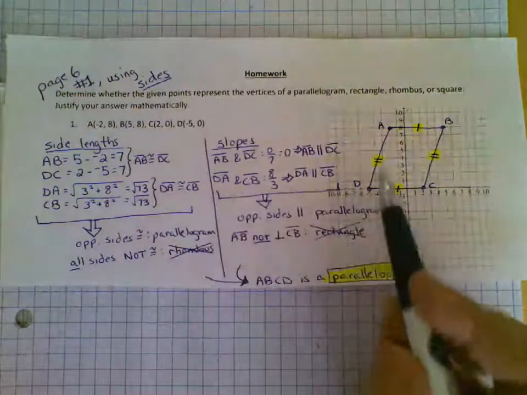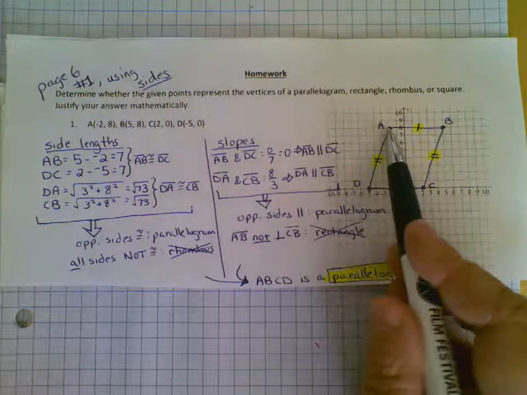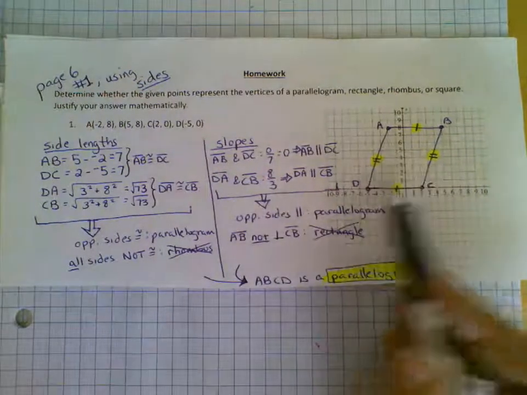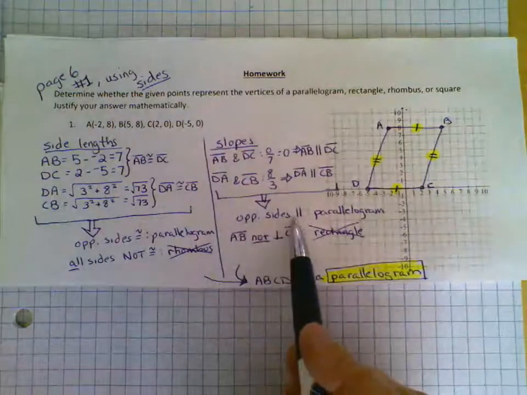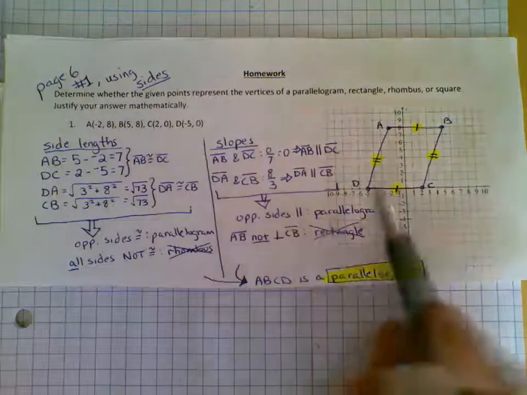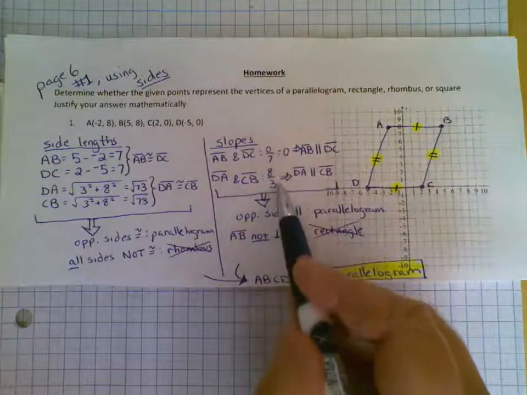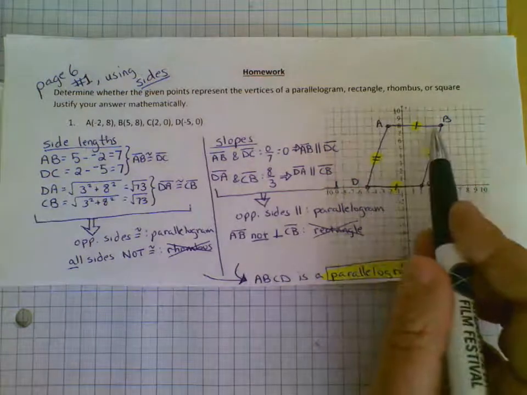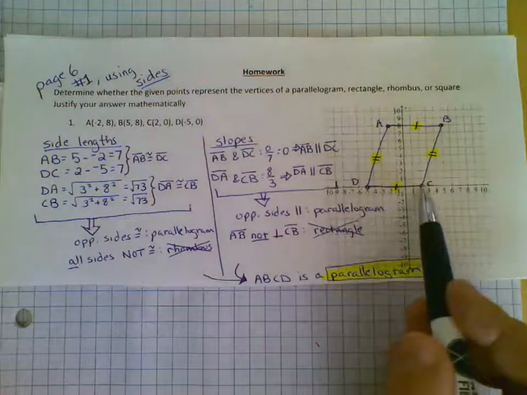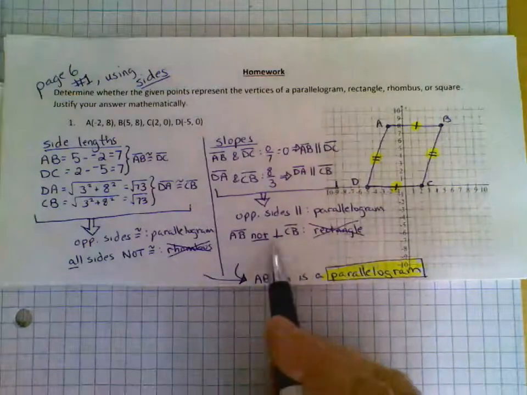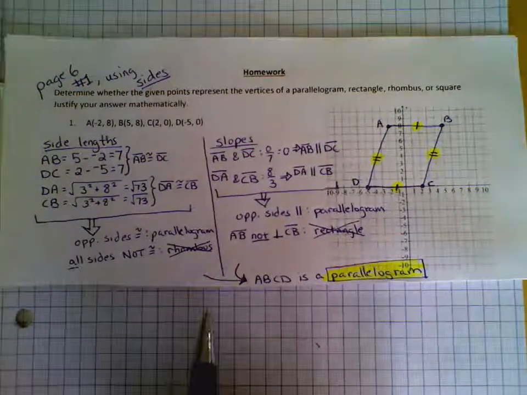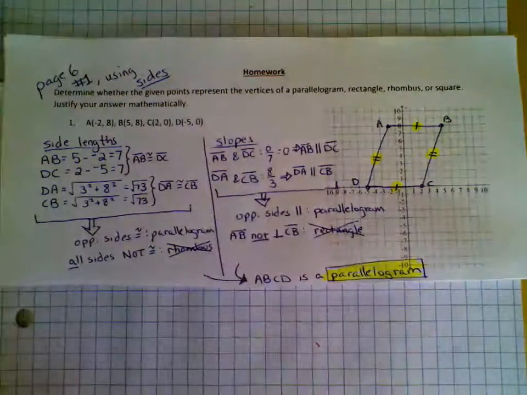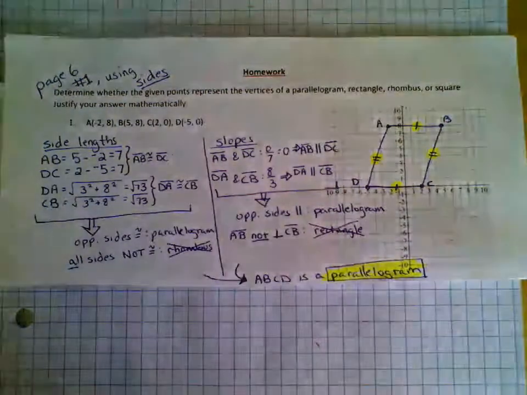DA and CB are both, again, going up 8 over 3. That's a slope of positive 8 over 3 in both cases, so these two are parallel. So the opposite sides are parallel. That means it's a parallelogram by definition. But notice these are not opposite reciprocals, so the consecutive sides, like DA and AB, or AB and BC, are not perpendicular, so it is not a rectangle. So it's not a rhombus, it's not a rectangle, so the most we have been able to say is it's a parallelogram. So that's what we're going to go with.